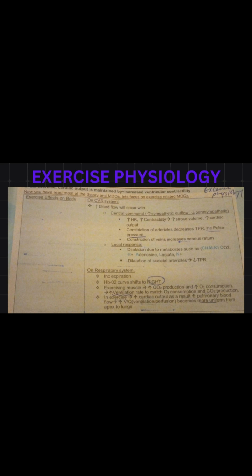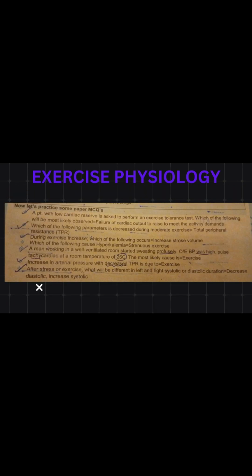The local response is going to be dilation due to metabolites. During exercise, the muscles respond to the metabolites. So there is going to be a dilation due to the carbon dioxide, hydrogen ion, adenosine, lactate, and potassium ion, and there is also going to be dilation of the skeletal arteriole. So there is going to be a decrease in total peripheral resistance in the skeletal muscles.